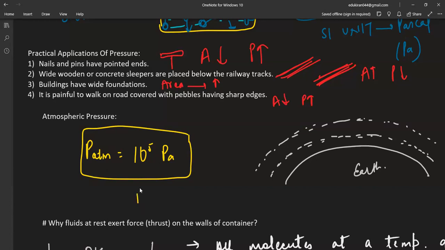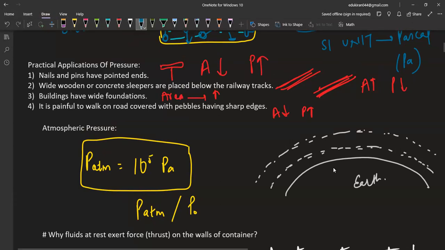And also one more thing. PATM is written, sometimes P naught is written. This also represents atmospheric pressure. Basically what happens is, Earth is there, and there are different layers of the atmosphere. These atmospheric layers exert pressure, and this pressure that is applied is known as atmospheric pressure.